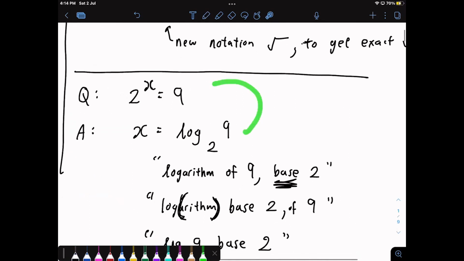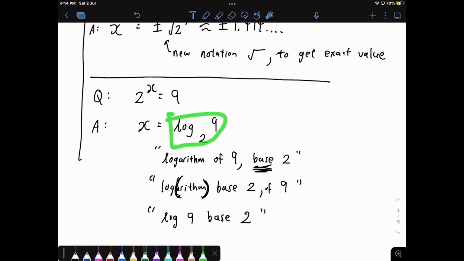Usually students will get extremely confused. What do you mean? What is log 9 base 2? What is log 9 base 2? How do you get the value? What is this number? Can you key in a calculator? I am not so sure.